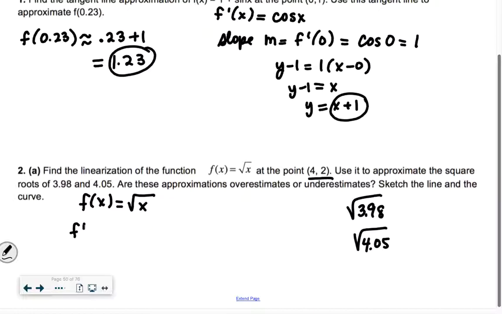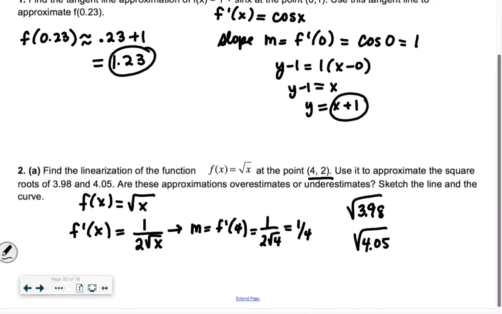So I take the derivative. Do you guys know the derivative of the square root of x? 1 over 2 root x. Oh, I'm so proud. And then I find the slope with that. So I plug in 4. I get 1 over 2 times the square root of 4, which is 1 over 4. So that's my slope.